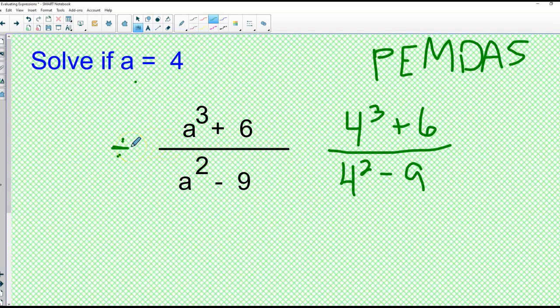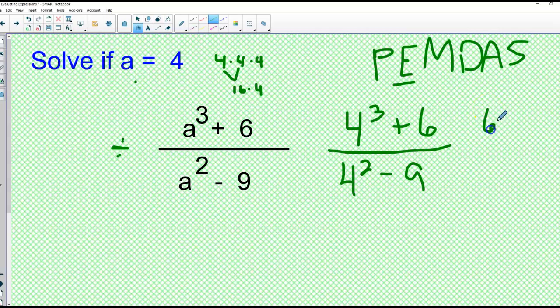So again, we need to figure out the top. So if I look at the top of my fraction bar, it says 4 to the third plus 6. So I need to solve the exponent first, right? The exponent comes before addition. So 4 to the third is not 12. It means 4 times 4 times 4. And 4 times 4 is 16. And then I have one more 4 to multiply it by. So that would give me 64.